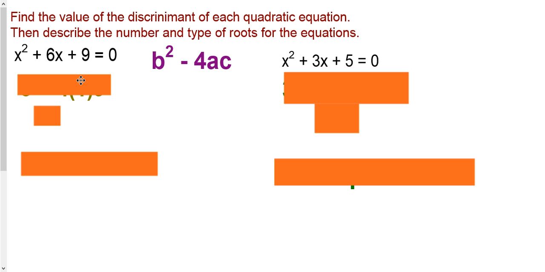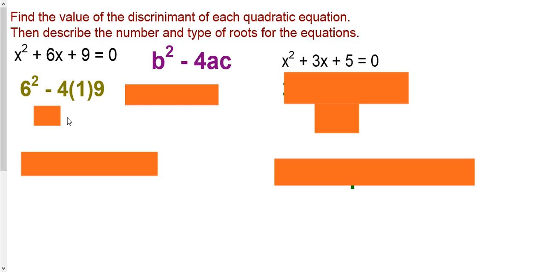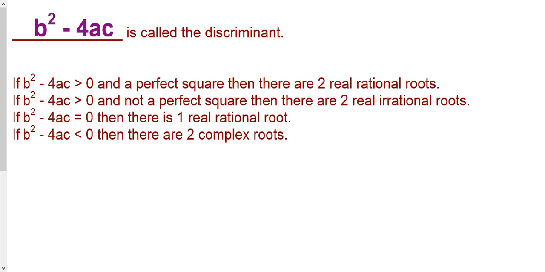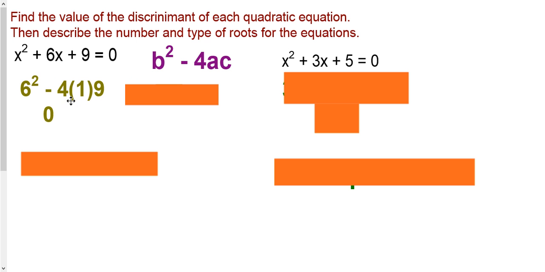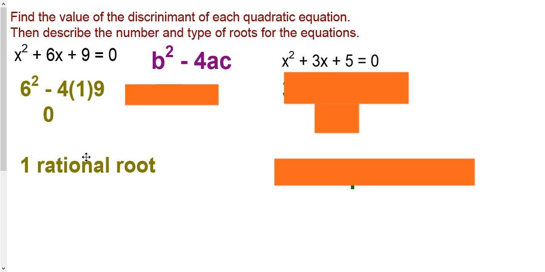So we'll go b squared, so 6 squared minus 4 times a times c. Simplify it down, we get 0. So once again, according to this, if we got 0, it's one real rational root. So we get one real rational root.